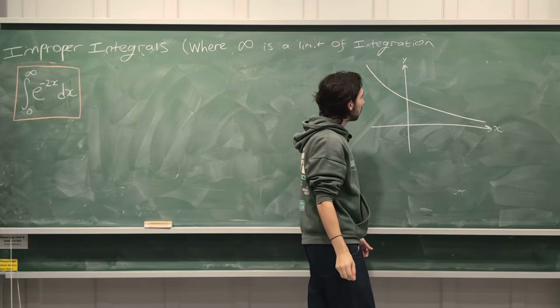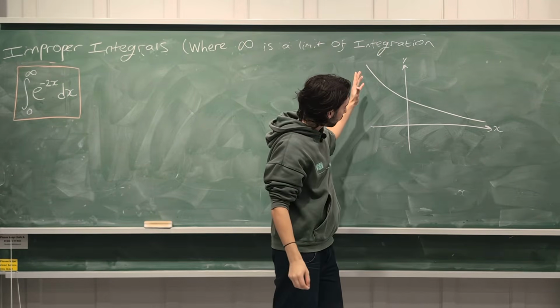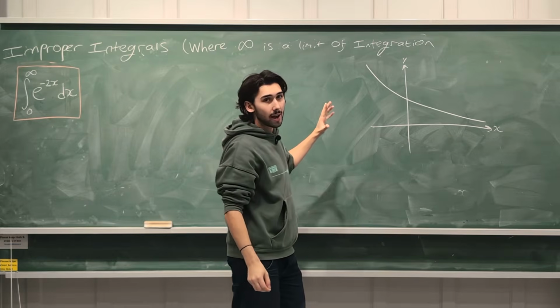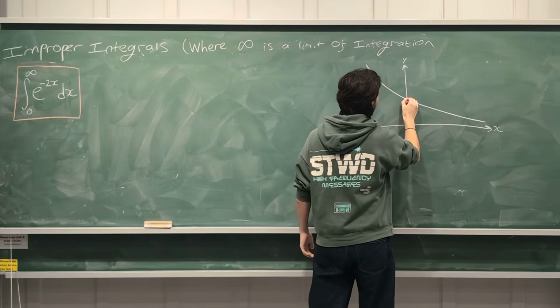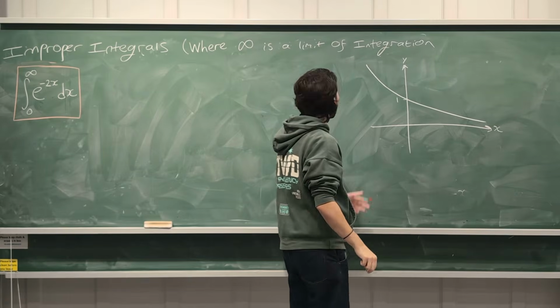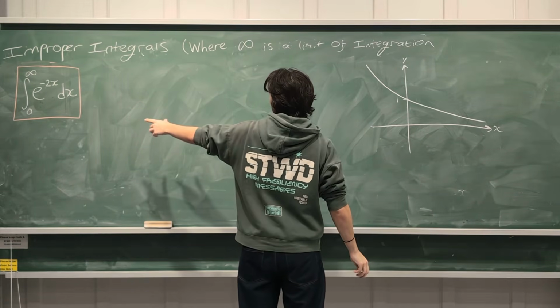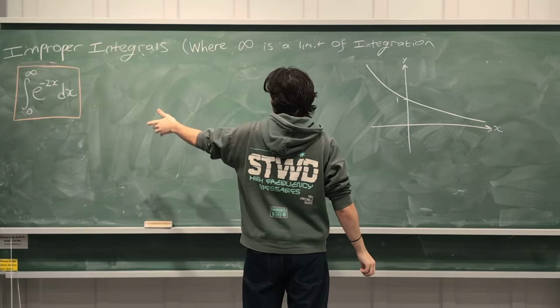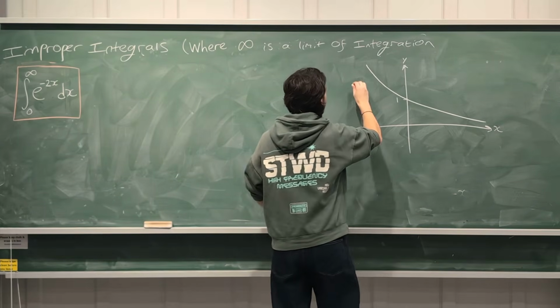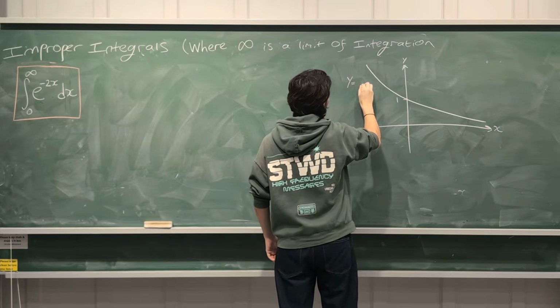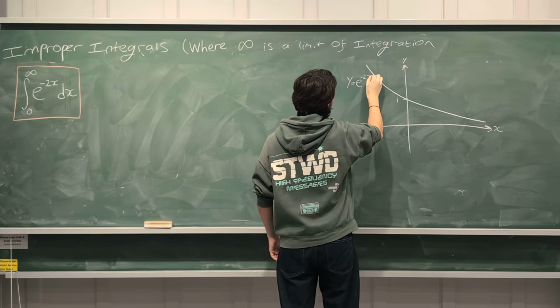But e to the minus 2x looks like this. It's an exponential function, but it's reflected in the y-axis because it's e to the minus something times x. This point here is the point 1, because when x is 0, e to the minus 2 times 0 is e to the 0, which is 1. So it goes through 1. And again, this is the function y equals e to the minus 2x.